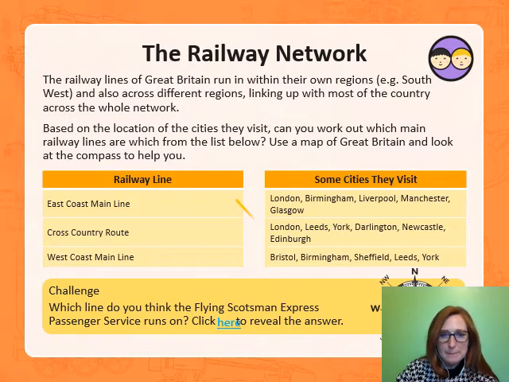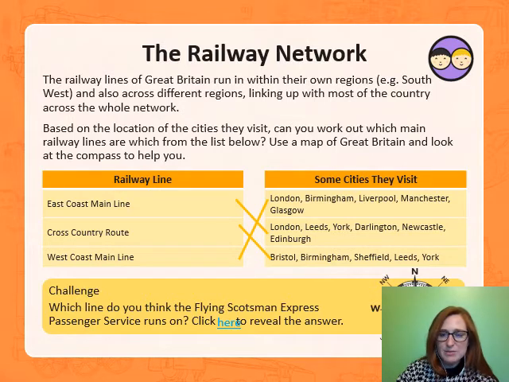Okay, let's join them up. So on the east coast, we've got London, Leeds, York, Darlington, Newcastle and Edinburgh. Although Leeds and York are reasonably inland, most of the cities there are on the east. Then the cross-country route includes Bristol, Birmingham, Sheffield, Leeds and York, reasonably central along the country. Then the west coast includes London, Birmingham, Liverpool, Manchester and Glasgow. Again, London is on the east coast, but it's a main city, and most of the other cities are on the west coast. So our challenge: which line do you think the Flying Scotsman Express passenger service runs on?